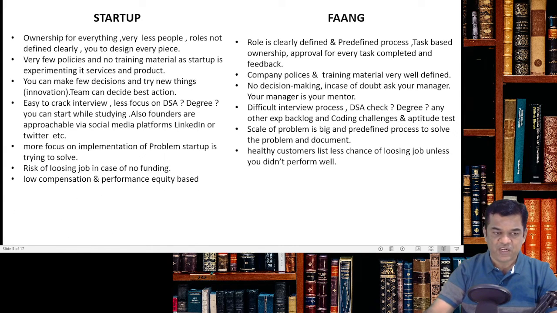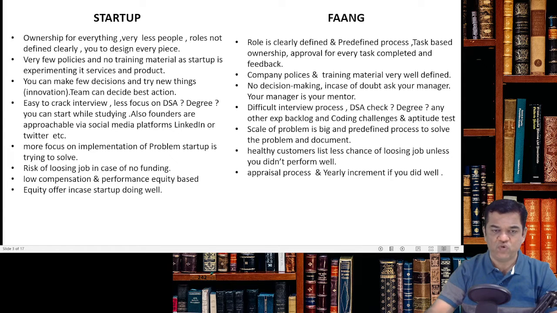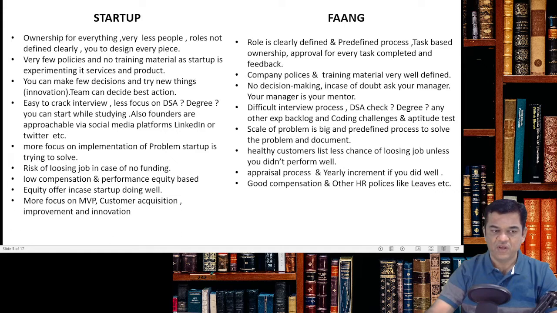In case of startup, you have low compensation and performance equity based. Whereas in FAANG, you have an appraisal process and yearly increment if you did well. In case of startup, there is an equity offer if the startup is doing well. Whereas in FAANG, you will have good compensation and other HR policies like leaves and everything is well defined.